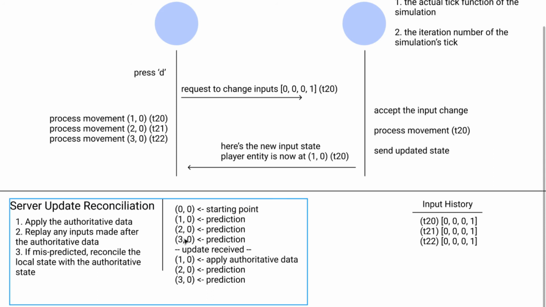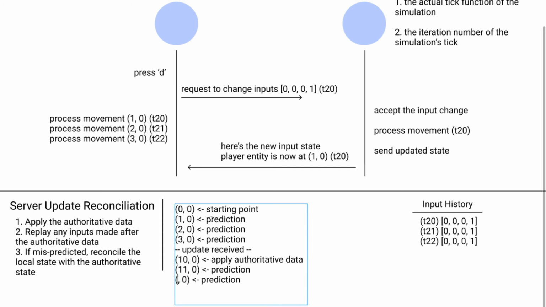Right? So what would a misprediction look like? Let's say we received an update and it was for 10-0 instead of 1-0. Well, applying our inputs would put us at 11-0 and 12-0. And we'd do our comparison and we'd see we're not in the correct spot. We mispredicted. Well, in order to reconcile our local state with the new authoritative plus predicted state, we would need to do something, and that something depends on why we mispredicted.